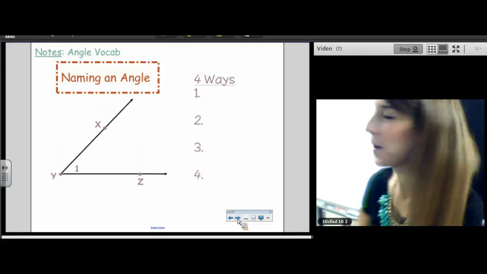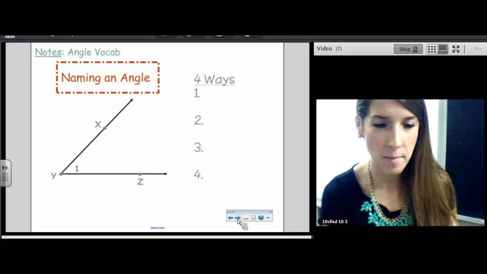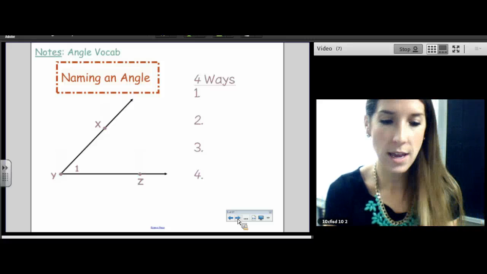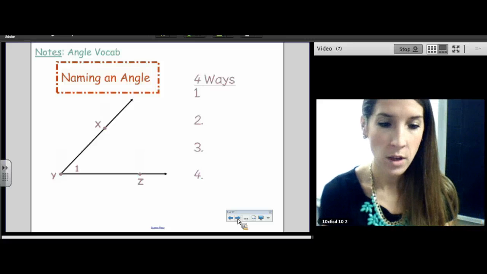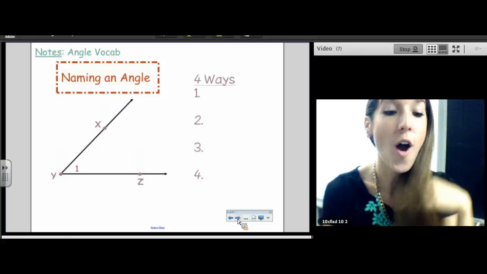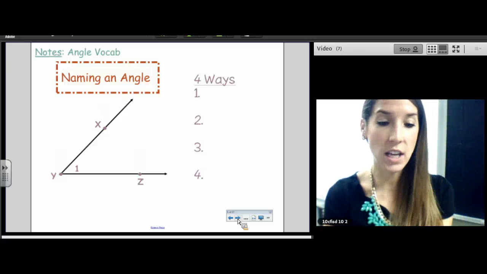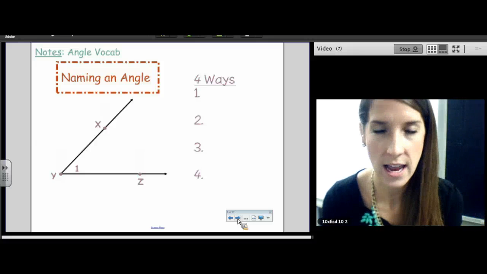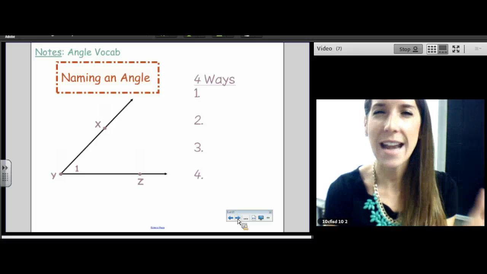There are 4 ways to name an angle. There's probably more, but in this picture, for this angle, there's 4 different unique ways that we could name this angle, okay? So, oh, good point. You said acute. Now be careful. Acute is classifying an angle. We're going to learn how to name an angle.